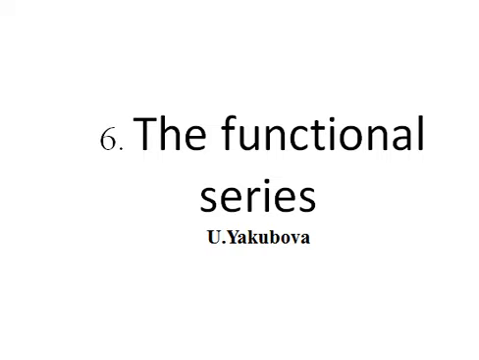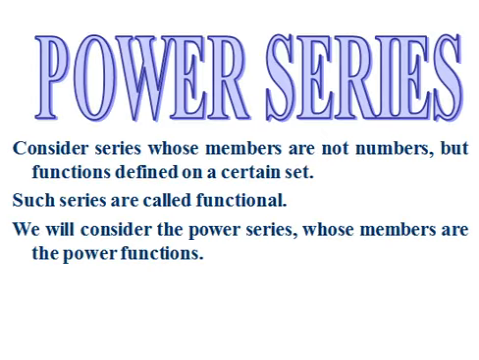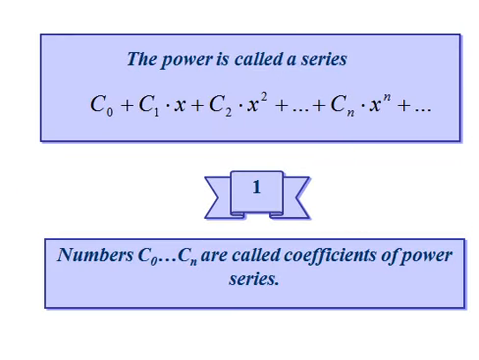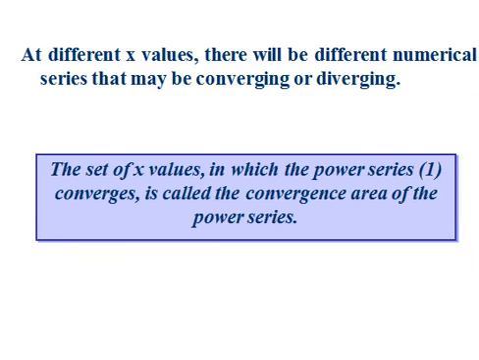Functional series means that a common member of this series is any function. A partial case of such series is power series. It means that the common member of such a series looks like this: C0 plus C1 multiplied by x plus C2 multiplied by x squared, and so on. Here C0 and so on, Cn are called coefficients of the power series.